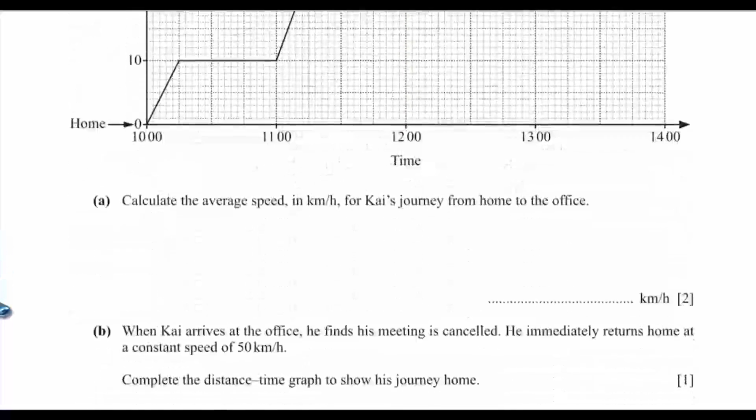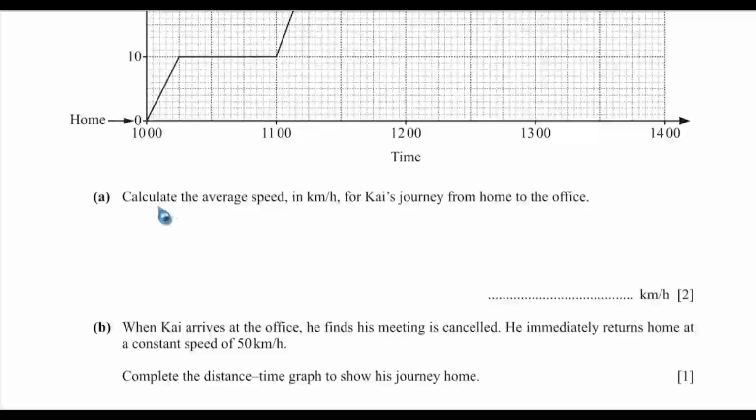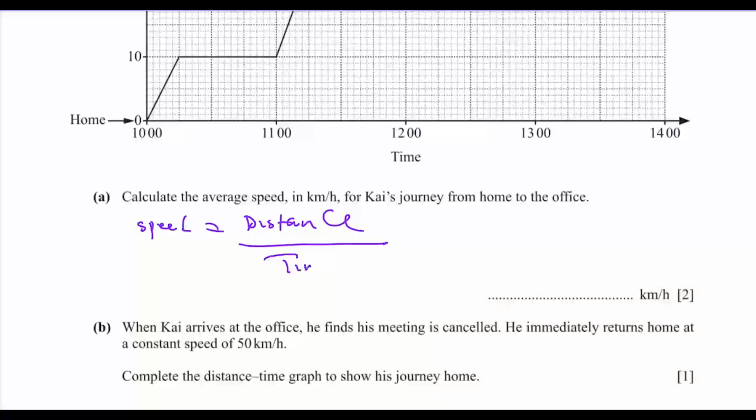So to calculate the average speed, we use the formula. The average speed will be the total distance covered over the total time taken. So that will be 65 out of 2. Then this will give us 32.5 km/h. So that will be 32.5. Then part B.